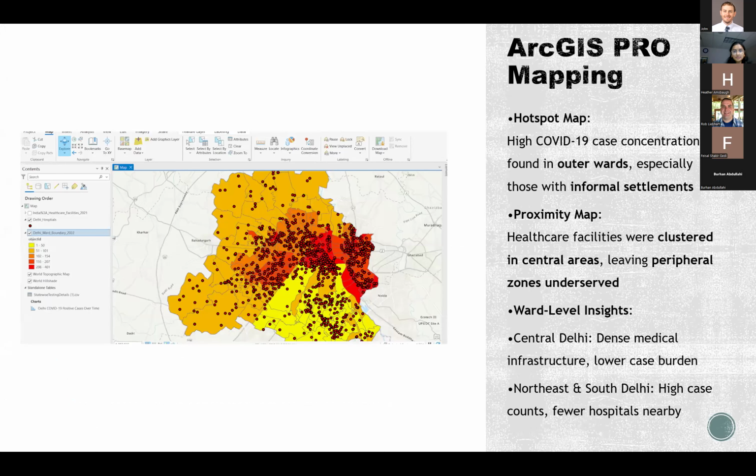And these are my results. So I use this map as I already told. The red was showing the high case areas, orange were medium, yellow were low. What we observe through this is that the outer wards, particularly in the north, east, and south Delhi, had the highest number of cases. They're also the places with the least access to healthcare. We'll see that in the next slide.